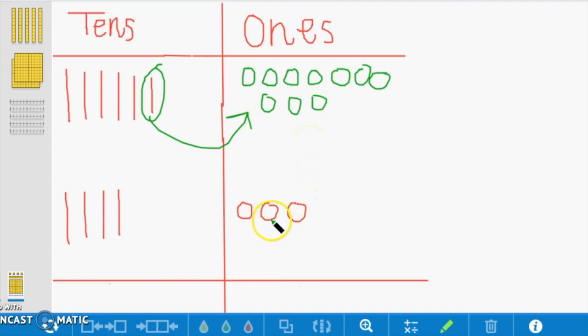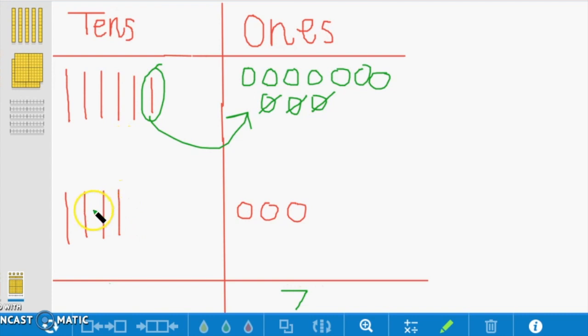So we have 1, 2, 3 that we are subtracting. So we can draw lines through 1, 2, 3, which leaves us with 1, 2, 3, 4, 5, 6, and 7 cupcakes left in the ones place. Now we can subtract in our tens place. There's no regrouping that needs to be done, so we can just go ahead and subtract.